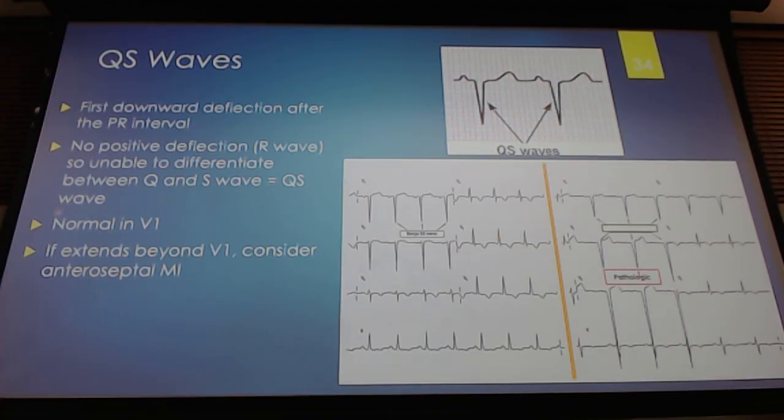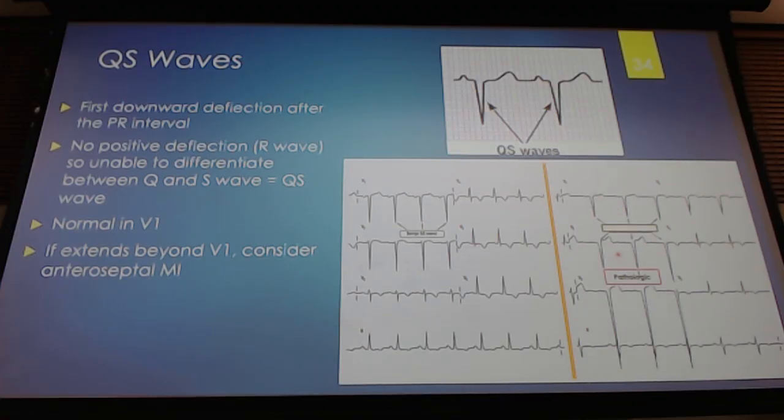So QS waves can be normal in V1. Think about V1. Remember, V1, our precordial leads, is going to have maybe a little bit of an R wave, usually not much, but it's going to have that big S wave. So you may only have a QS wave in V1, and that would be considered normal. But outside of V1, it gets concerning that they're either ischemic or infarcting, if we have that persistent QS wave outside of V1.